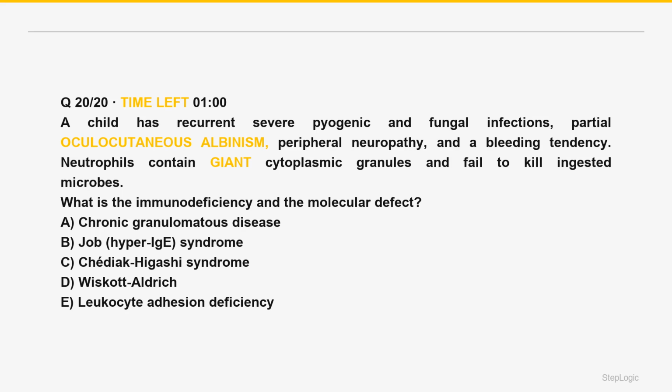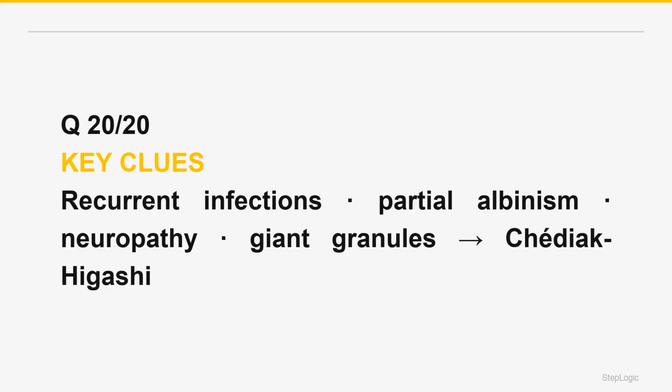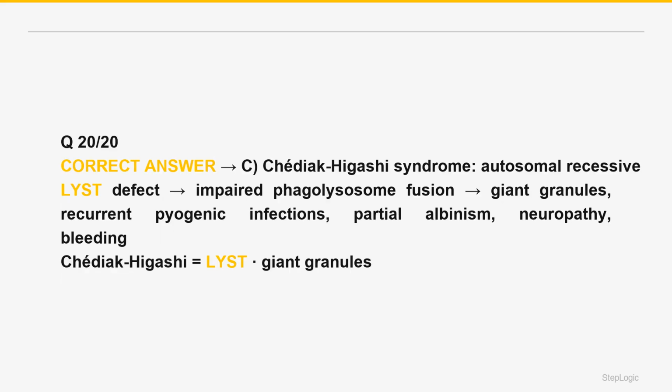Chediak-Higashi, LYST gene, lysosomal trafficking. This is Chediak-Higashi syndrome, an autosomal recessive immunodeficiency. The molecular defect is in the LYST gene, lysosomal trafficking regulator, which impairs the normal trafficking and fusion of lysosomes with phagosomes. As a result, neutrophils ingest microbes but cannot properly kill them, and lysosomal contents aggregate into characteristic giant cytoplasmic granules, visible in neutrophils and other cells. The correct answer is C.